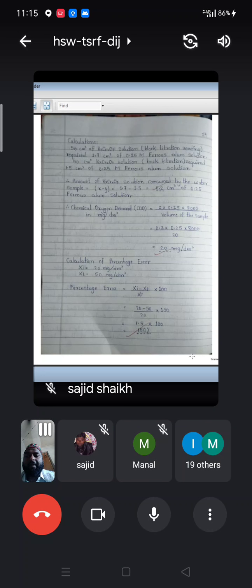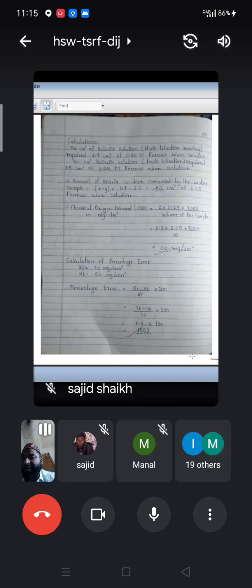Okay, volume of the sample means the water sample you have taken. That is a 20 cm³ cube, and that's why 20 will be there. You can substitute: Z is 0.2, concentration 0.25, into 8000 divided by 20. It will become 20 milligram per dm³. That means the given water sample has a COD of 20 milligram per dm³.